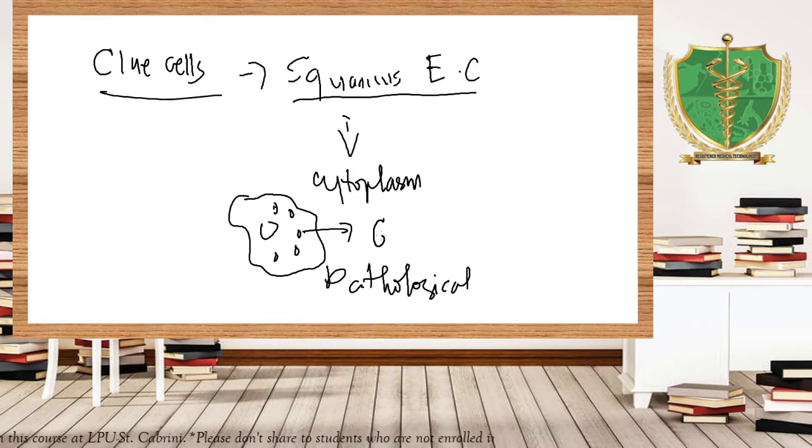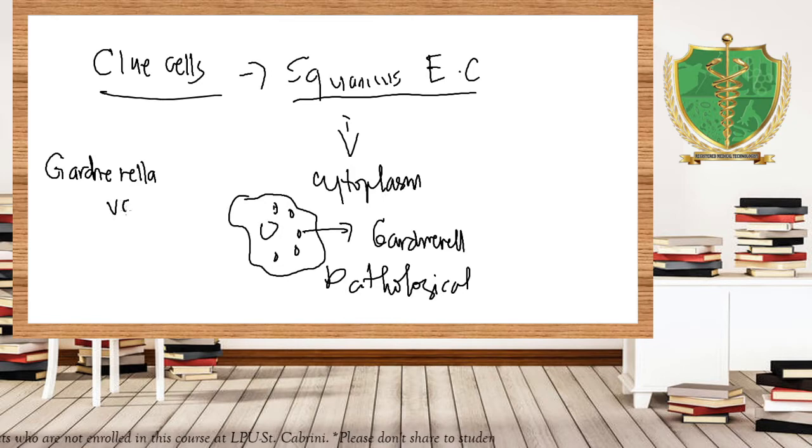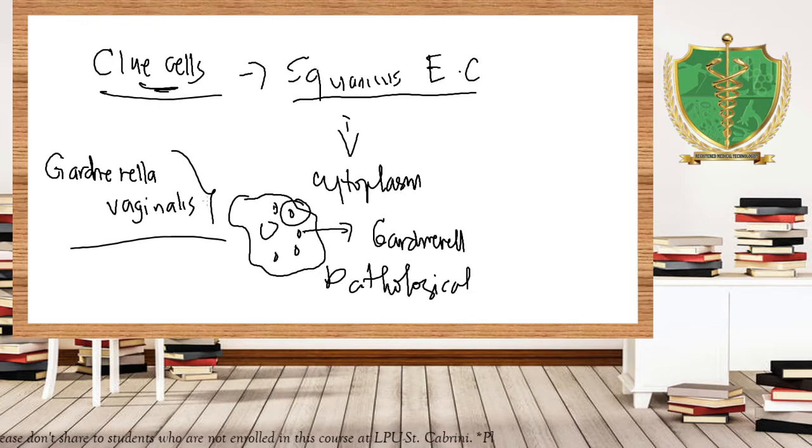What bacteria is that? Gardnerella. Let me write it properly, because if you misspell it, you will say I am the one who is wrong. Gardnerella vaginalis. Okay? So, squamous epithelial cells with this bacteria ingested on the cytoplasm is what we call clue cells, and that is true with Gardnerella vaginalis. Please take note of this one.